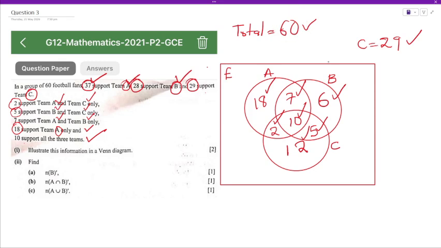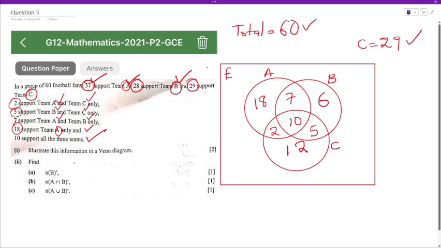So we're going to say 18 plus 7 plus 2 plus 10 plus 6 plus 5 plus 12. We confirm what we have plugged in. Correct. That gives me exactly 60, meaning we are not going to have any values outside the sets, because we have gotten the actual total given to us in the question. So we are done drawing the Venn diagram.